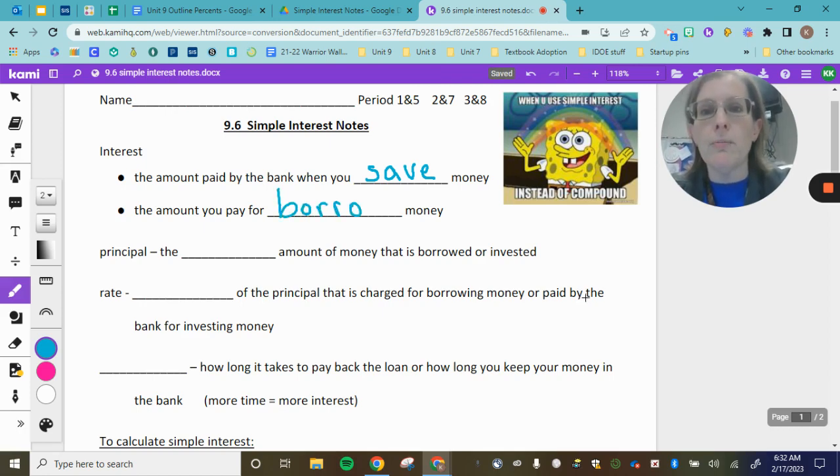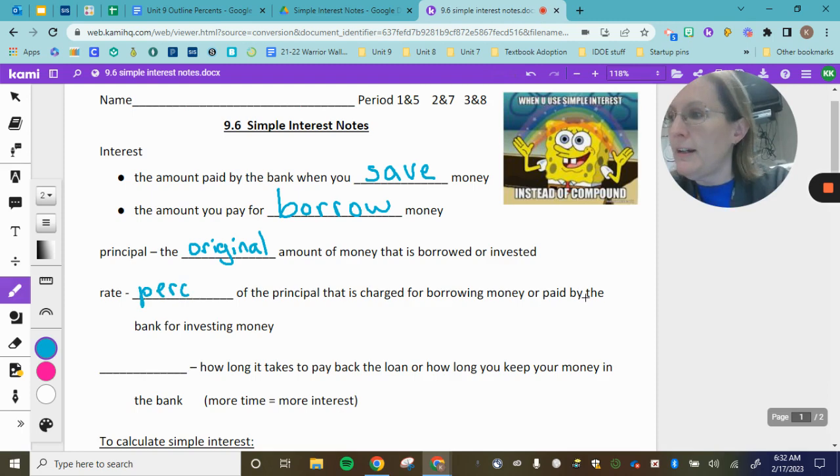So if you borrow money from the bank, like you take out a loan, or a credit card is the same as borrowing money from the credit card company, you have to pay that back plus extra. The extra is the interest. The principal is the original amount. So since it's the original, it always counts as the 100% in our percent proportion. So it'll always go on the bottom. And the rate, that is actually what the percent is.